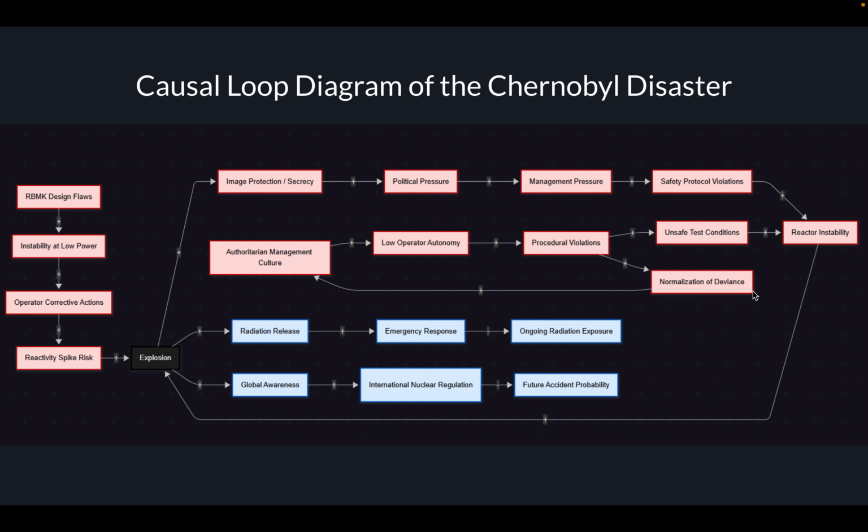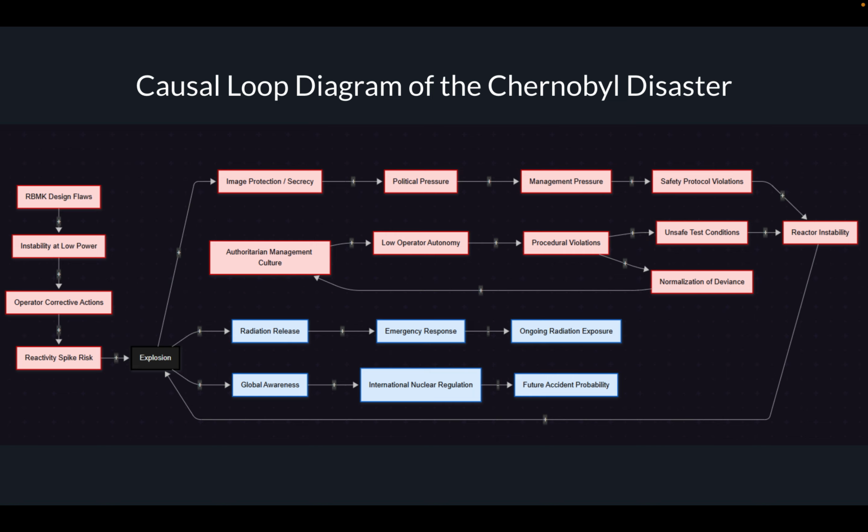Now this part of the loop is the authoritarian management culture. This kind of culture has very low operator autonomy. Basically, there's just always somebody over their shoulder, making sure that they're doing what needs to be done. Because of this, people would do violations if they were told to, whether they knew it was right or not. This also goes hand in hand with the normalization of deviance, which leads back to that authoritarian management culture.